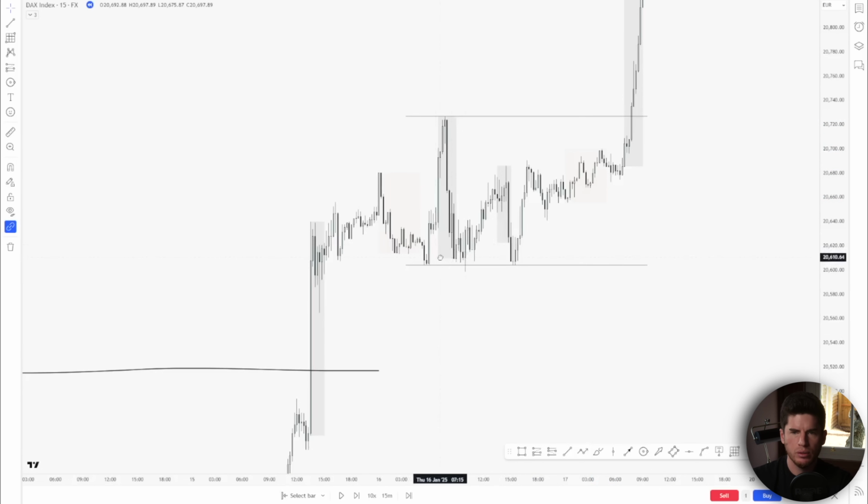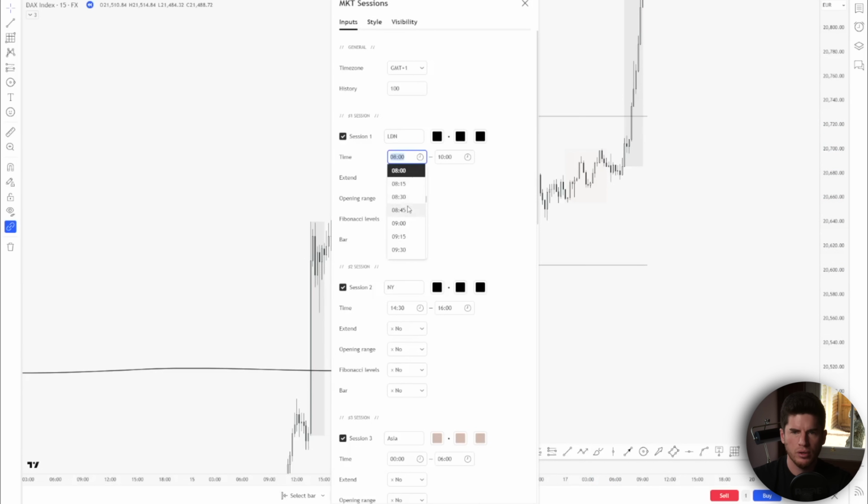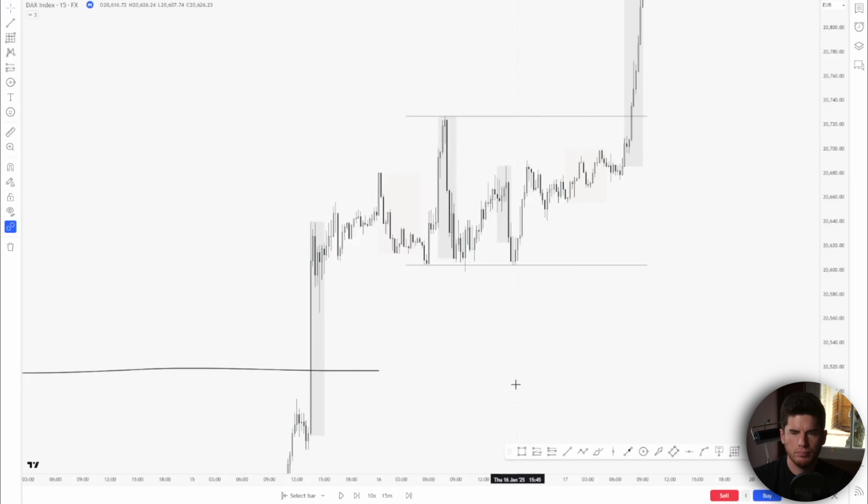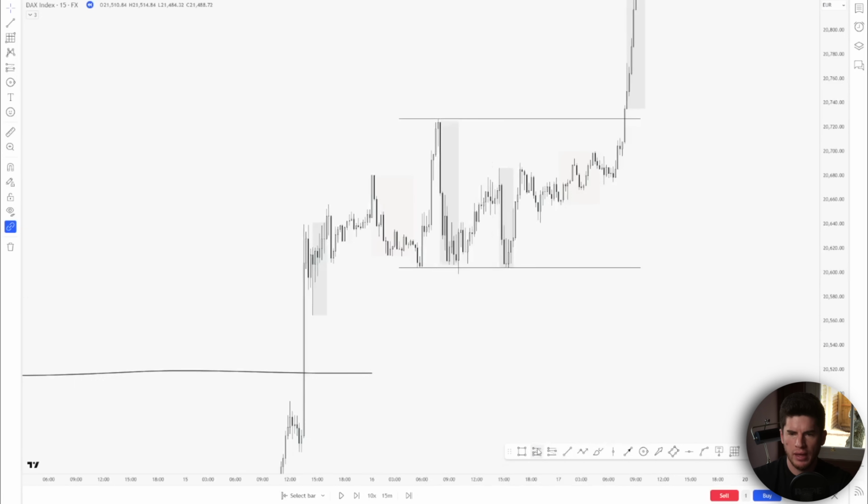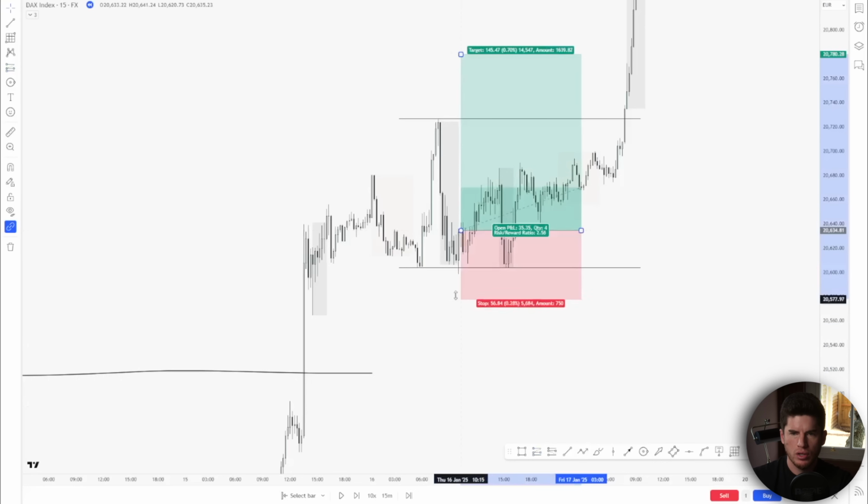I'm just going to adjust my kill zones as well now that we've changed time zone. Just 1 hour ahead. There we go. So this adjusts. Let's let that catch up. Here we go. So that now allows this sweeping candle inside session.